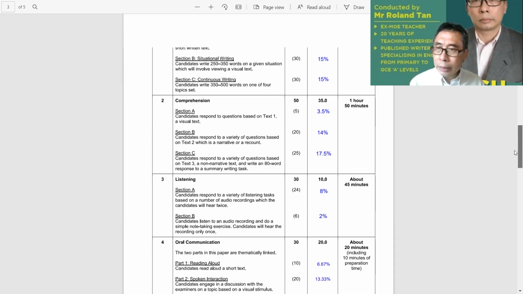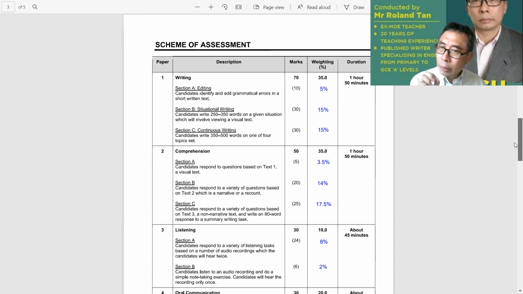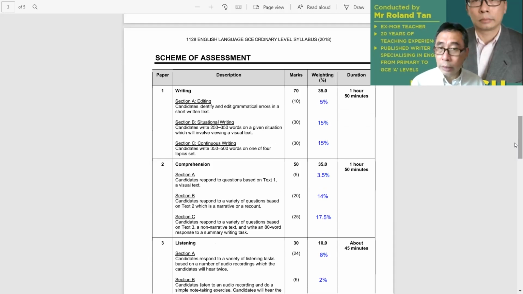The second point that you want to take note of is your editing. 10 questions, no doubt it accounts for 5%. I would expect my students to get at least 8 out of 10 correct. And editing is something that can be taught and can be learned quite easily within a short time frame.